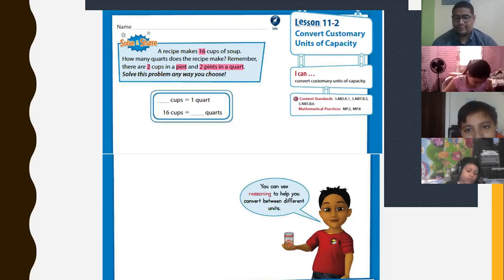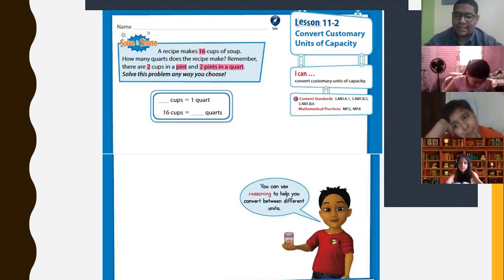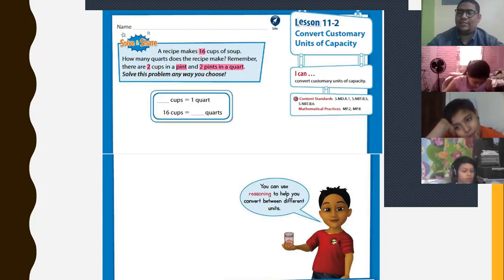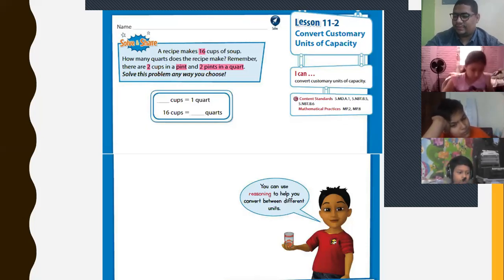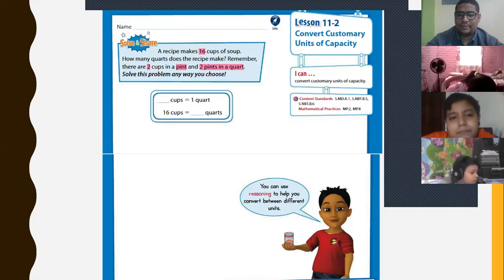Try to solve it. You will do the same, guys, but in this case you are using other terms. Mister, I finished. Did you finish? Okay, let's wait a little bit for the rest. We have 16 cups. How many cups do we have in a quart? 2. 2 in a quart?